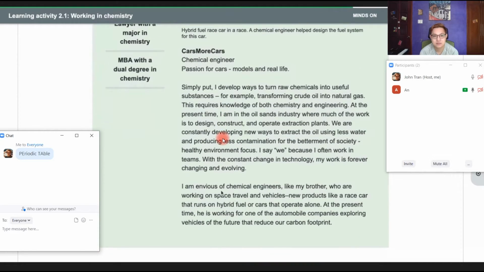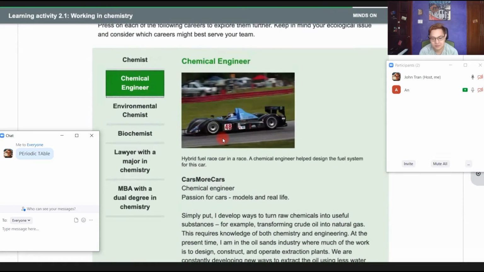I am envious of chemical engineers like my brother who are working on space travel and vehicles, new products like a race car that runs on hybrid fuel or cars that operate alone. He is working for one of the automobile companies exploring vehicles for the future that reduce our carbon footprint.